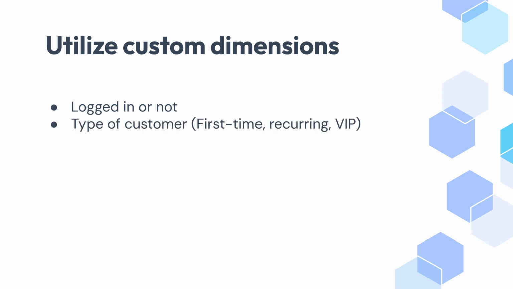You could also set up something like what type of customer this person is once they purchase something. So on the purchase page, you would send this custom dimension to GA4 and say, is it a first time purchaser, recurring, or VIP? And again, you can then compare the different groups.